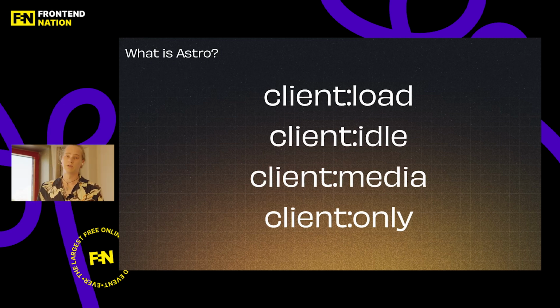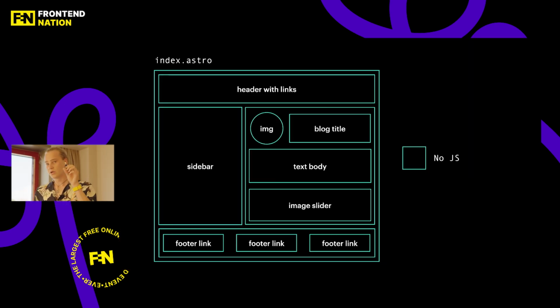Client:only is used for stuff that's not really aware of the compiler. So we just don't compile it at all. It's just plain JavaScript. Cool. So with that couple of client hydration directives, you can actually transform this simple, very static page that I'm showing here on the stage.